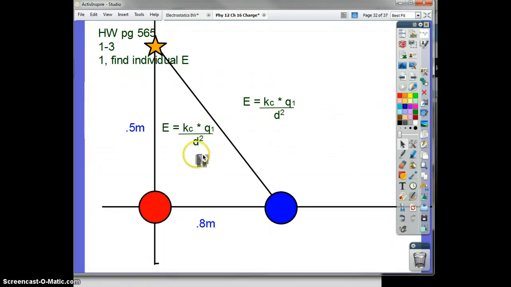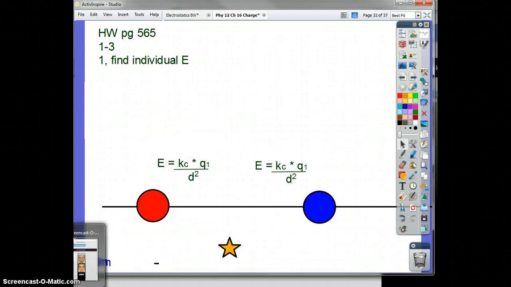Moving on to number 2, let me pause the recording and reset my illustration. For number 2, they give us a proton and an electron, and they give us a distance here of 5.3 times 10 to the negative 11th between them. What is the magnitude and direction of the electric field set up by the proton at the position of the electron?